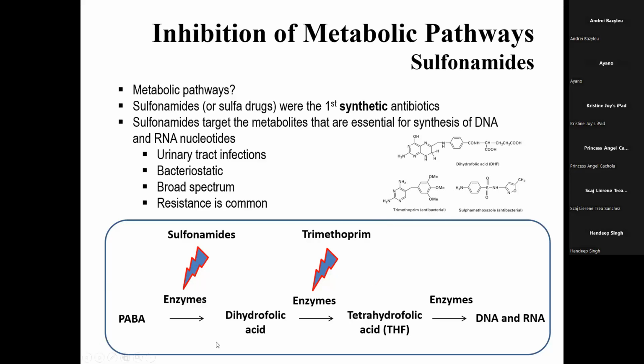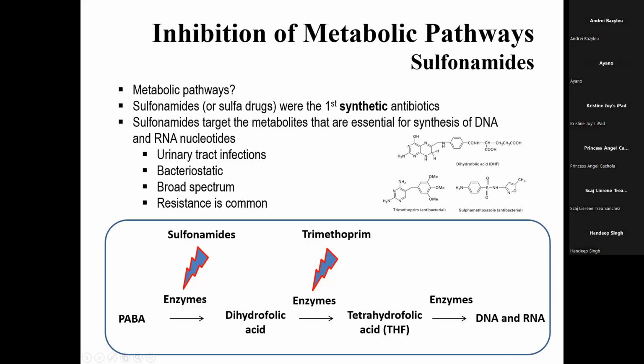As far as their activity, what kind of enzymes do they affect? They affect the enzymes that are responsible for the generation of dihydrofolic acid and tetrahydrofolic acid. These are the precursors for the DNA and RNA nucleotides. So as you can imagine, a very important pathway, a very important anabolic pathway for the cell. Anabolic meaning synthetic pathway, the pathway that leads to the production of the chemicals.